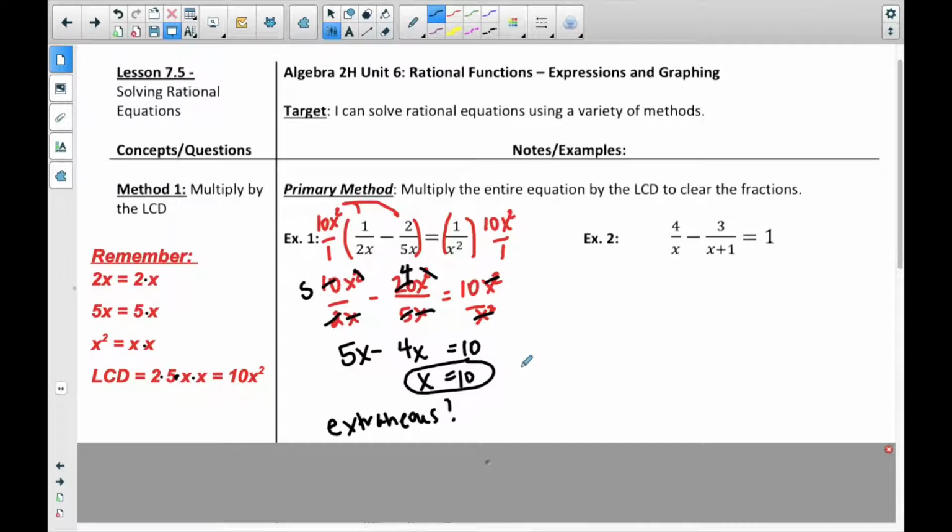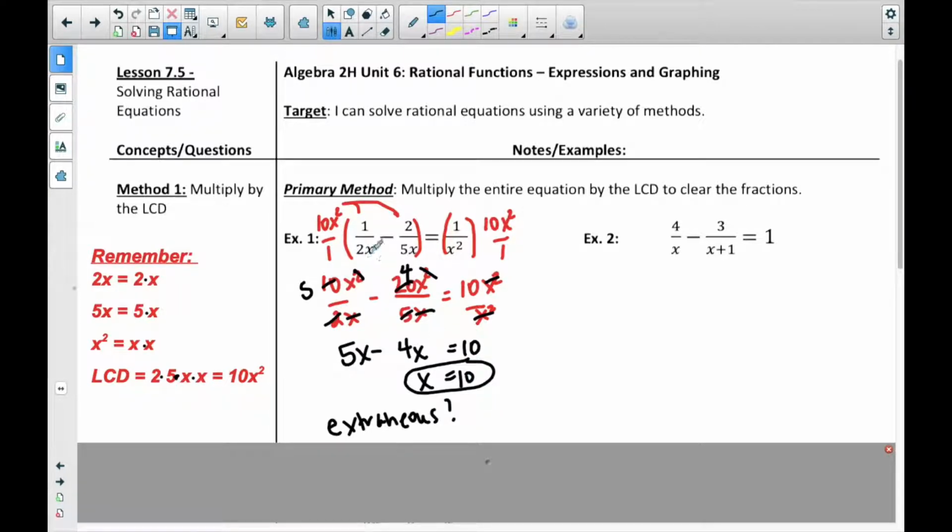Extraneous means if you plugged it back in, would it work? So if I plug this 10 back in, I'm going to get 1 over 10 minus 1 over 20 minus 2 over 50 equals 1 over 100. But extraneous is a little bit more specific than that. It basically is telling me, is it defined?